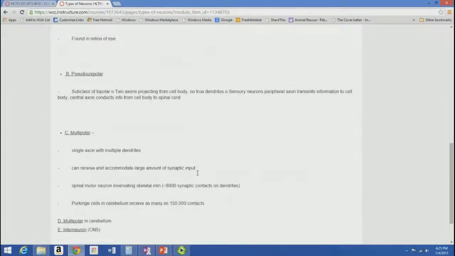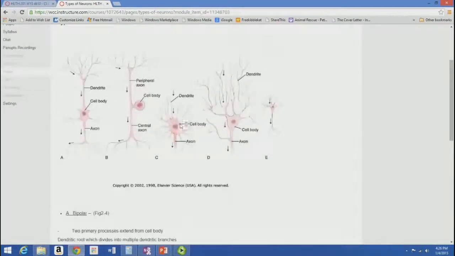So C is the multipolar single axon with multiple dendrites. They receive tons of synaptic input from really large numbers of synapses. The spinal motor neuron is that classic example. Purkinje cells in the cerebellum, they have way more because they're trying to process all the information that's coming in our body and integrate it into balance and movement. So C is that classical spinal motor neuron. D is that Purkinje cell in the cerebellum. That thing's huge with 1 million dendrites, tons of input.